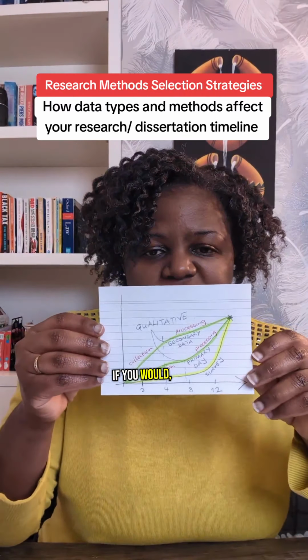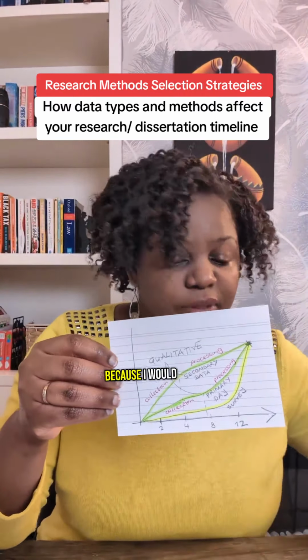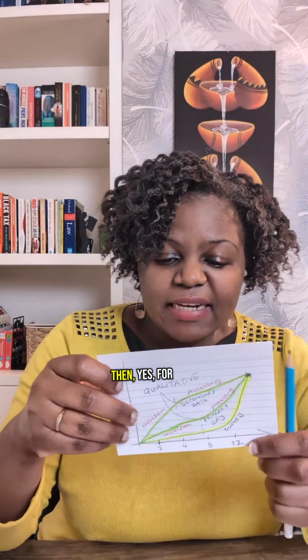If you would, let's say, decide I am going to collect secondary data because I would like to save time, then yes, for sure, on the front end. So this top curve is for the secondary data collection. Usually by week 4, you've probably done all the collecting of the data that you need, and then you're going to go through a very difficult time processing it.